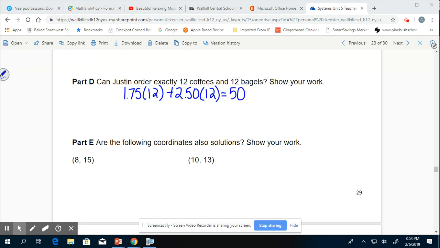We do 1.75 times 12, we get 21. If we do 2.50 times 12, we get 30. And that does not equal 50. 21 plus 30 makes 51. So no, he cannot.